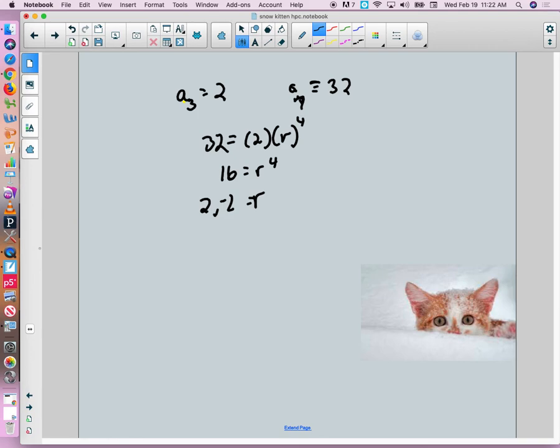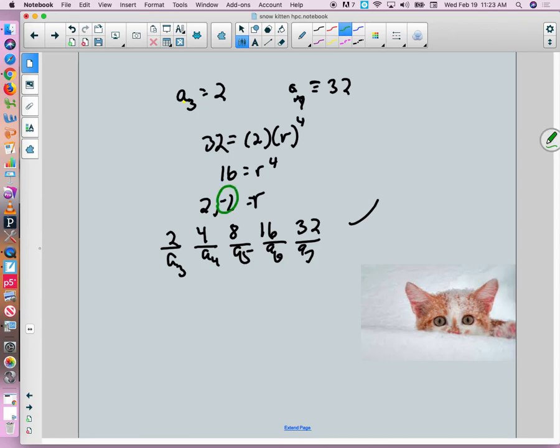Let me list those terms. A sub 3 is 2. A sub 4, a sub 5, a sub 6, a sub 7 has got to land on 32. 2 times 2 is 4, times 2 is 8, times 2 is 16, times 2 is 32, check. What if I multiply by negative 2? 2 times negative 2 is negative 4. What's negative 4 times negative 2? Positive 8. What's 8 times negative 2? Negative 16. Negative 16 times negative 2 is 32.